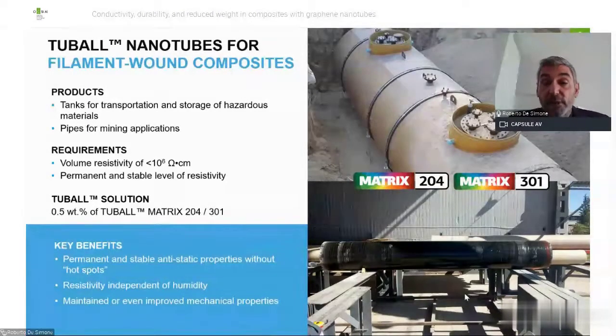In this case, you can use two different tubal matrix grades: 204 for vinyl ester and polyester, or tubal matrix 301. With only 0.8% of tubal matrix 204, which means, because it's a 10% concentrate, only 0.08% of tubal, you can achieve a volume resistivity less than 10 power 6 ohm centimeter. And this level of resistivity is permanent and stable. So the benefit is really high compared with other standard materials.